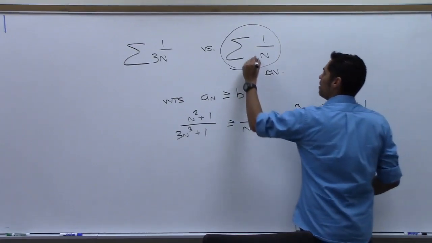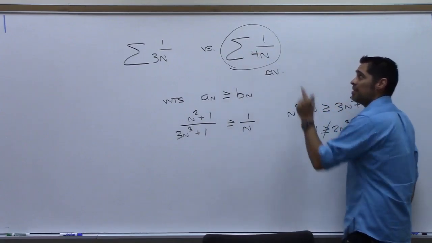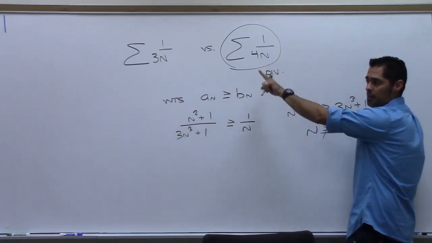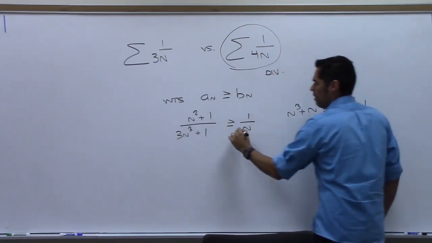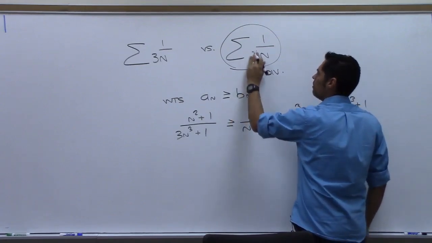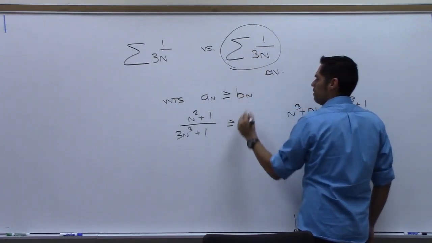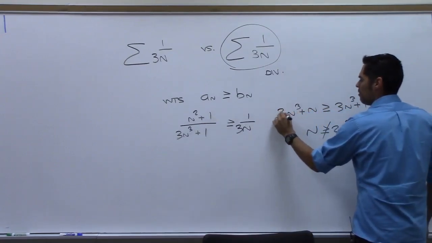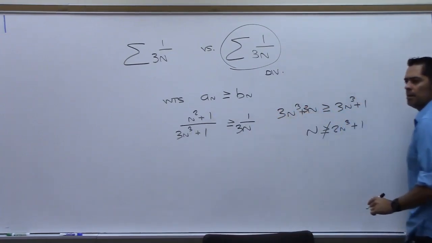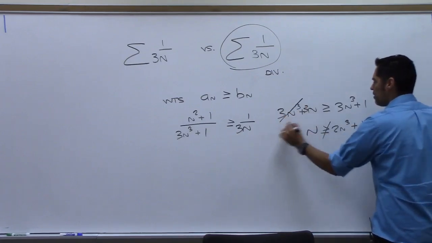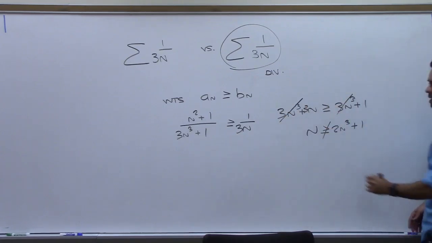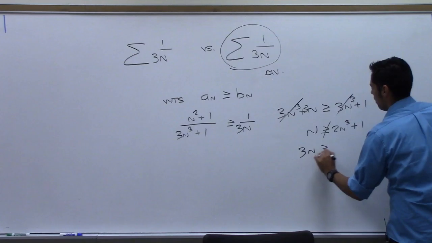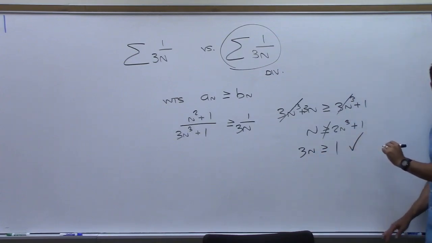So instead of comparing it to this, compare it to this. That's still divergent because the constant down there can be pulled out, right? Compare it to, you want 4 or 3? I think most of you did 3. 3 here, 3 here. And now when you do your cross multiplication, this becomes 3 and this becomes 3, right? Then these cancel completely. And you get 3n is greater than or equal to 1, which is true.